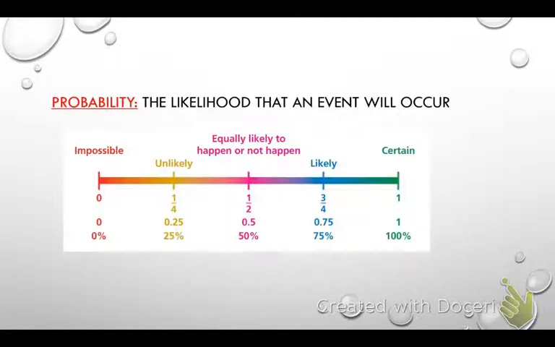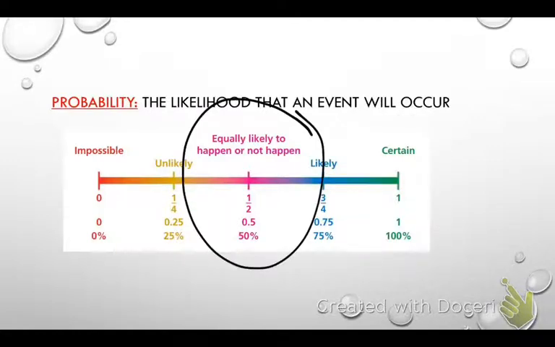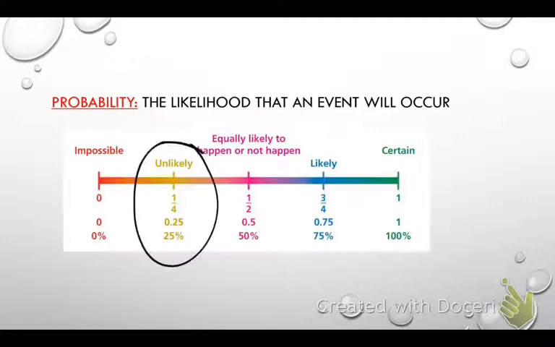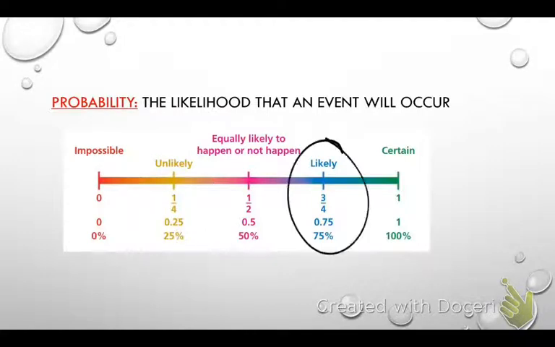Another one that I want to talk to you about is this one right here in the middle. What percentage is that in the middle? 50%. How many of you ever heard someone say, there's a 50-50 chance that's going to happen? Okay? All right, so equally likely or not likely to happen. Next up, unlikely is about 25%, okay? Probably not going to happen. It's unlikely, but it could happen. And then next up, likely, probably going to happen, but not necessarily 100% certain going to happen, okay?